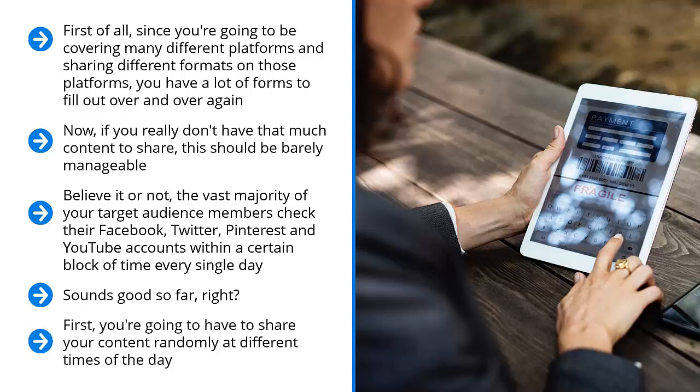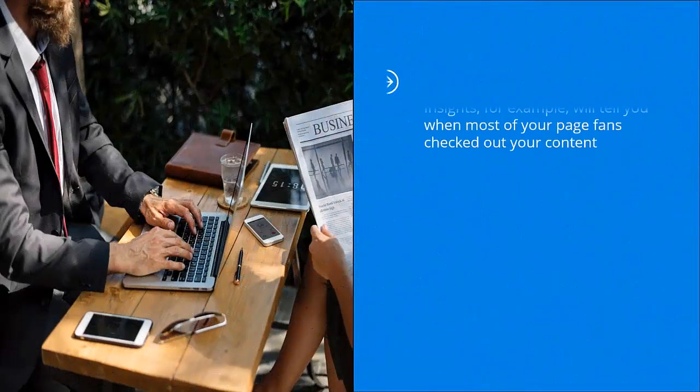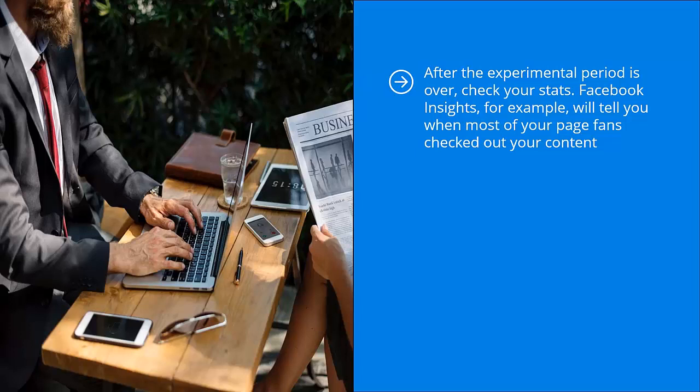First, you're going to have to share your content randomly at different times of the day. As much as possible, share content every hour. Set your content automation tools to publish every hour. Let this run for about a week or two. After the experimental period is over, check your stats. Facebook Insights, for example, will tell you when most of your page fans checked out your content.